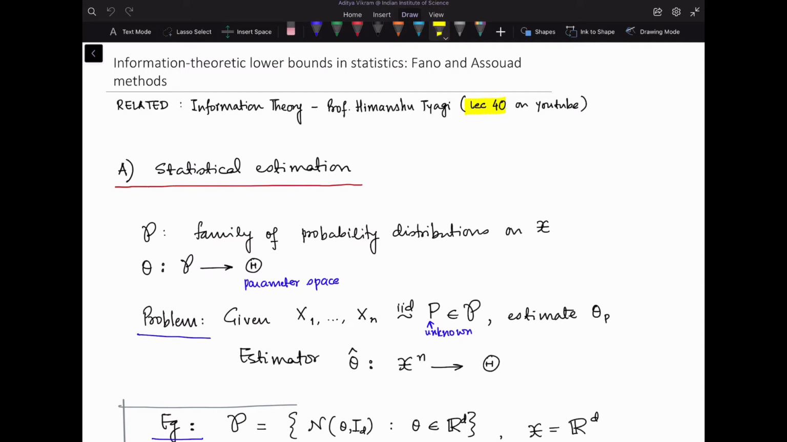Hi, I'm Aditya. I'm a PhD student at the Indian Institute of Science, working with Professor Himanshu Tyagi. In this lecture, I'm going to present some methods to obtain information theoretic lower bounds for problems in statistics.